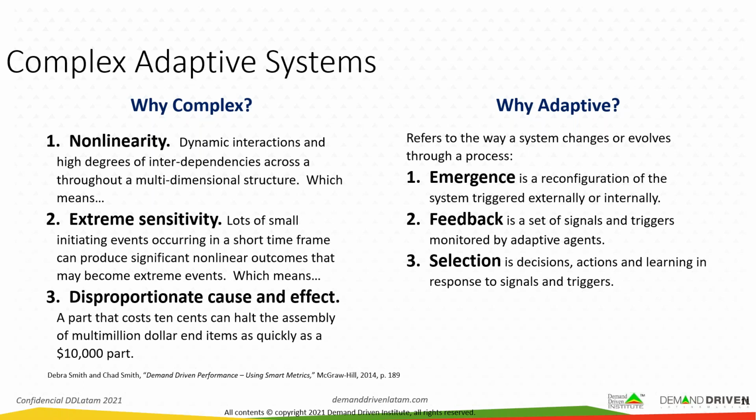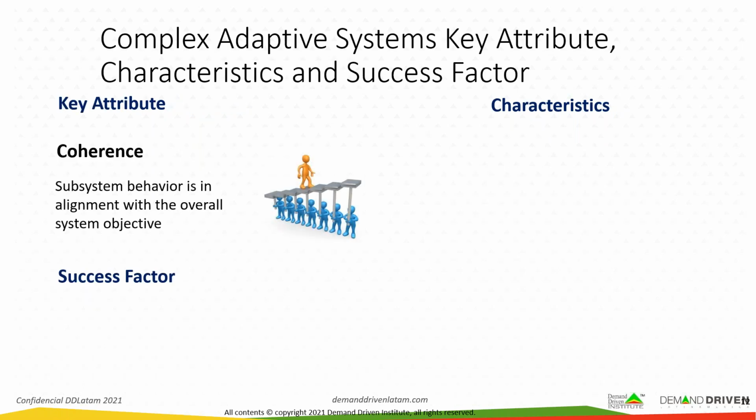All right, how do we get that feedback loop? As we look at the success factors, the key attribute in complex adaptive systems from a strategic perspective is getting the system into coherence. What does that mean? It means that our subsystems are in alignment with the overall system objective.